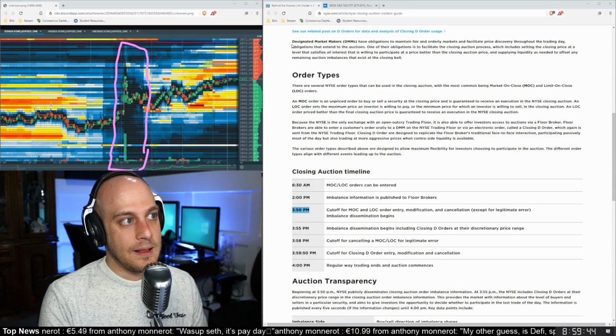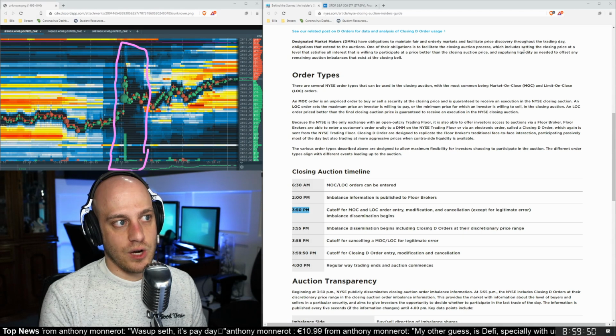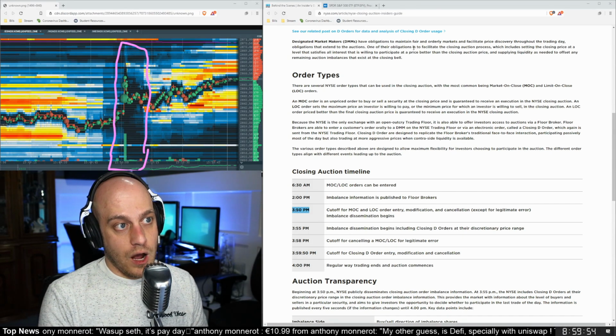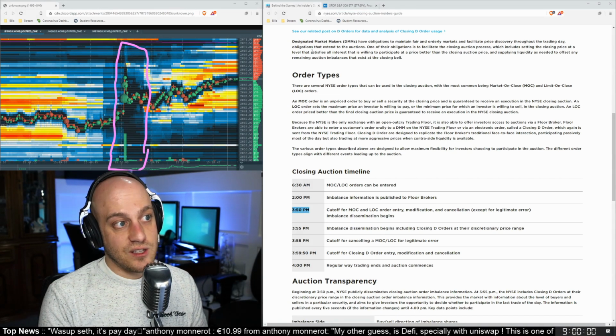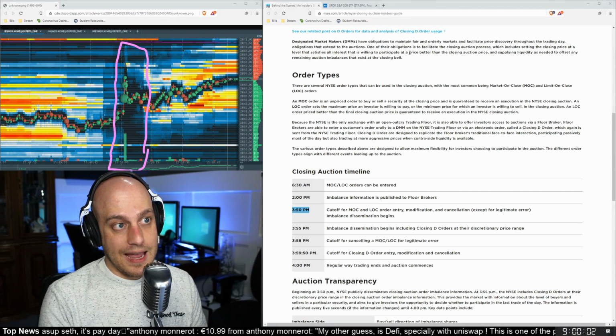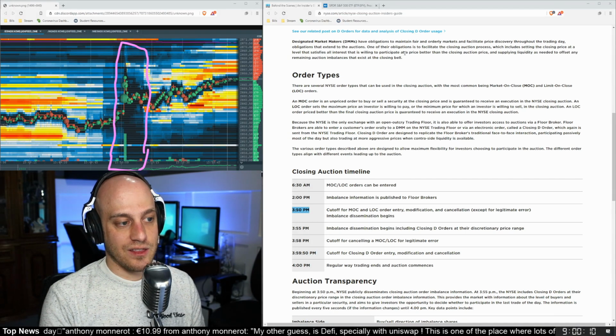So here they say designated market makers have obligations to maintain fair and orderly markets and facilitate price discovery throughout the trading day. Obligations that extend to the auctions. One of their obligations is to facilitate the closing auction process, which includes setting the auction price at a level that satisfies all interests that are willing to participate at a better price than the closing auction price, and supplying liquidity as needed to offset any remaining auction imbalances that exist at the closing bell.